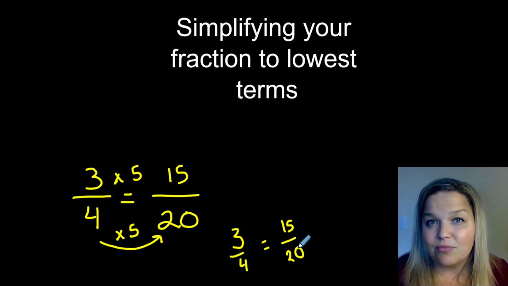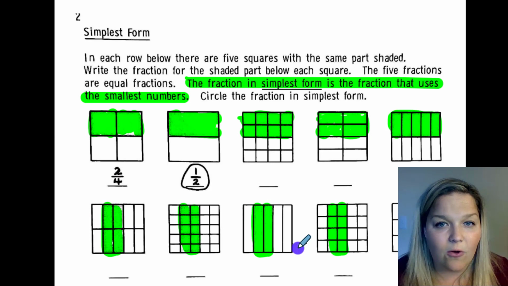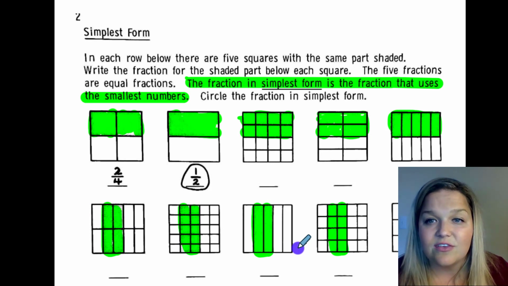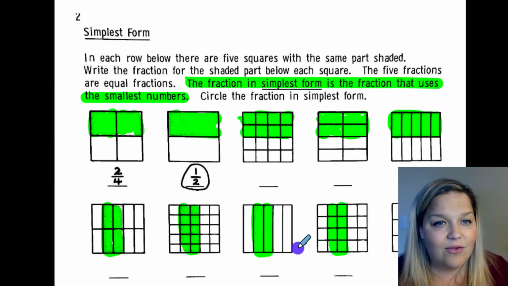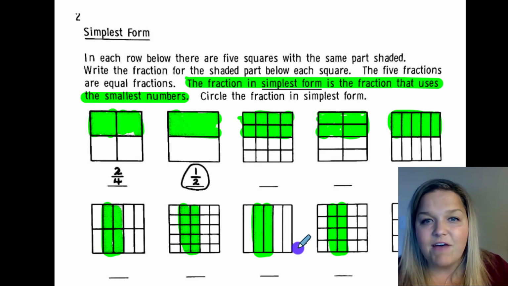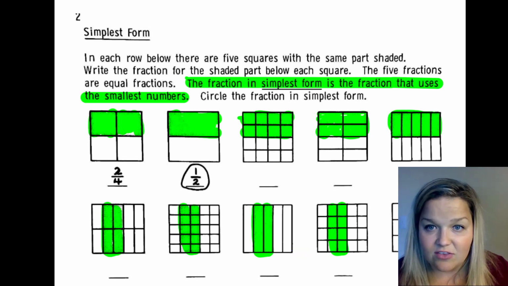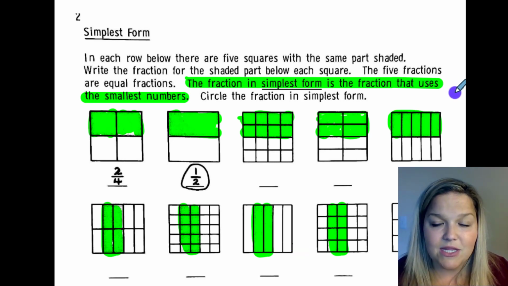Let's take a look at the next page where there's a lot of examples of this. In each row below, there are 5 squares with the same part shaded. Write the fraction for the shaded part below each square. The 5 fractions are equal fractions. The fraction in simplest form is the fraction that uses the smallest numbers. Circle the fraction in simplest form.